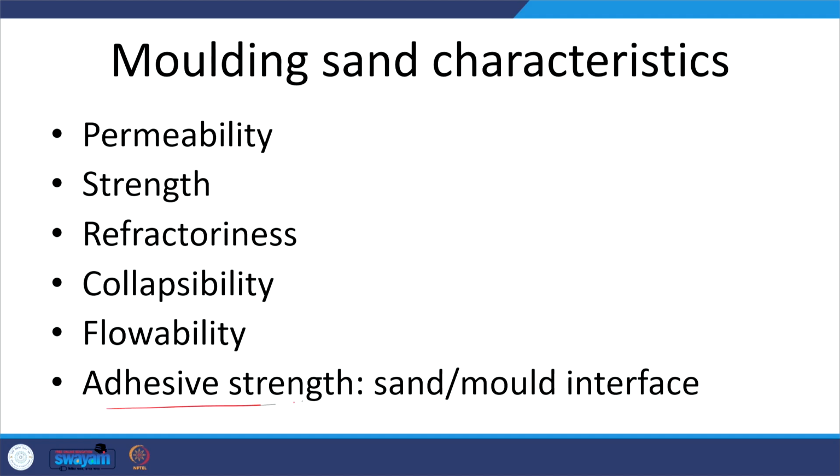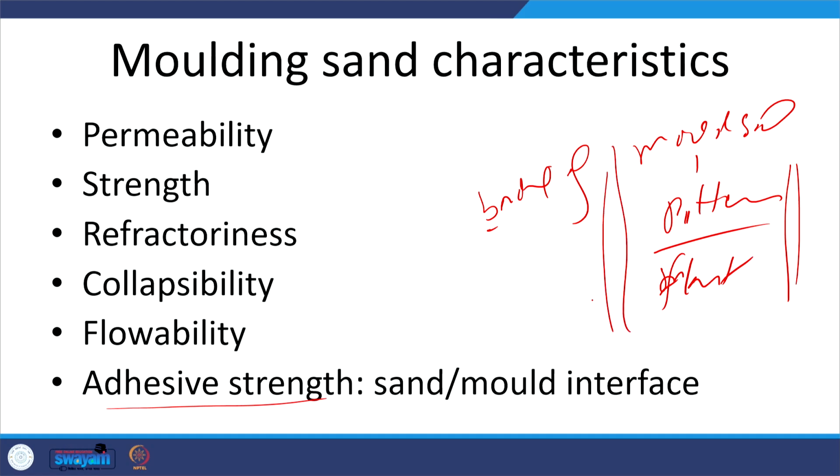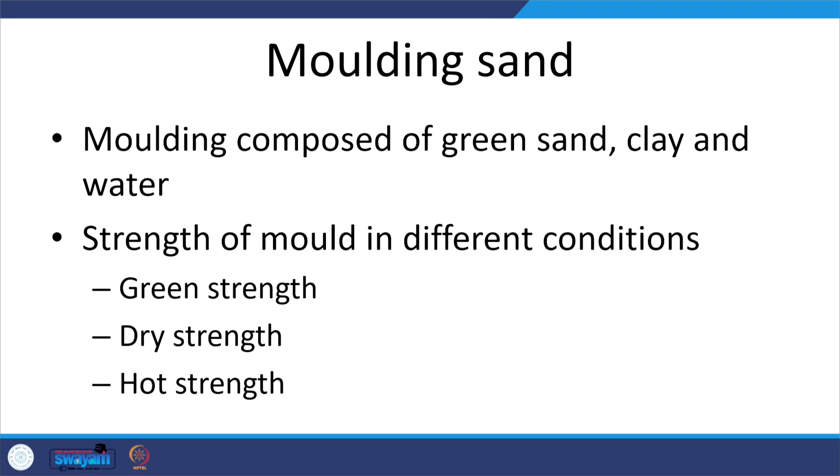Adhesive strength is about the bonding of the molding sand, either with the pattern or with the flasks. When it bonds well, it helps in taking the desired shape of the mold. If that bonding does not happen, then the desired shaping of the mold will not happen, and that will make the molding process a little difficult.